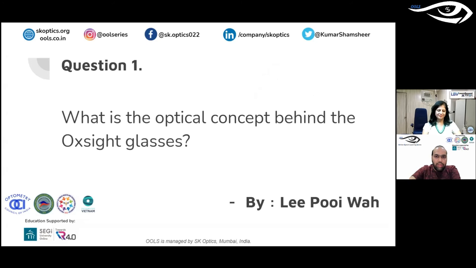any idea about the optical concept behind the eSight glasses? So it's actually virtual and augmented reality. It's a TV screen in it. There is no optics in it. There is a TV screen rather in it. So it picks up all the image and it flashes on it. So the world of this patient is going to be in that goggles.